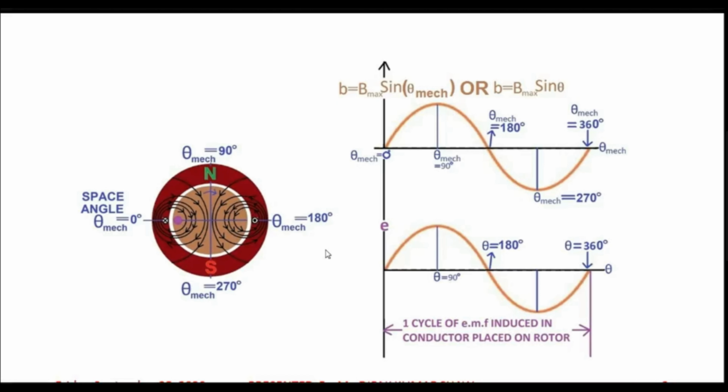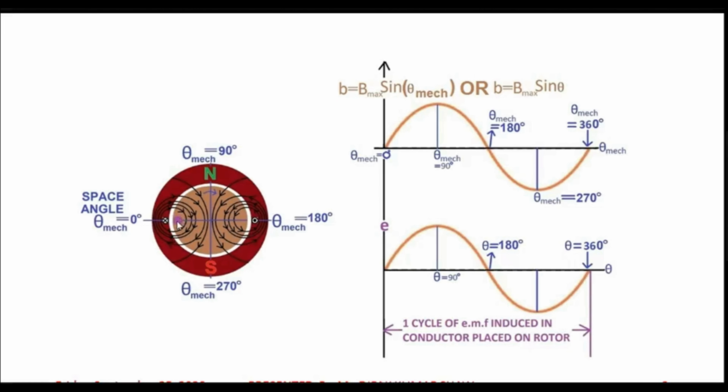Now why is it so? This is because EMF induced in a single conductor is given by BLV, where B is the magnetic flux density, L is the length of the conductor, and V is the tangential velocity or the peripheral velocity of the conductor. Now, why are we using this particular word, tangential velocity or peripheral velocity? Because our conductor, which is shown by a purple color dot on the rotor, is a conductor placed on the rotor and indicated by the purple color dot.